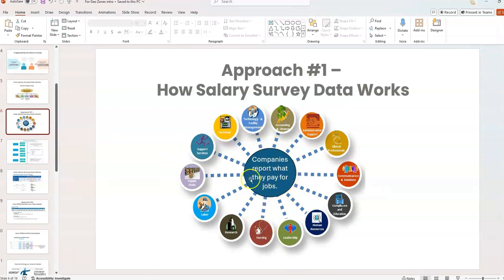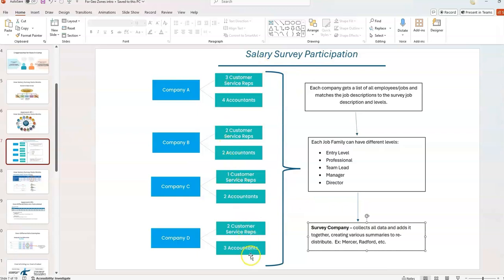Basically, the companies that participate just report what they're paying for all the different jobs at the company. What's important here is that it should be based on the job description. Job titles can vary by company, and it's not always the same job description just because you have the same title. So for survey participation, this is an example of what it would look like with a small amount of just two jobs. Usually companies A, B, and C will be matching and reporting all their jobs, so it could be hundreds of jobs.